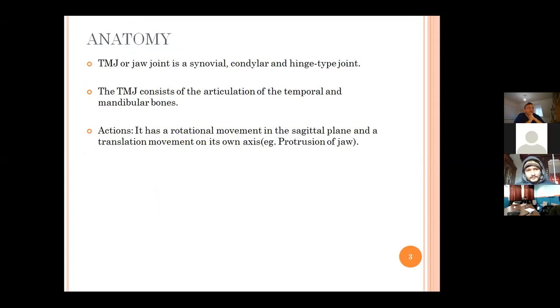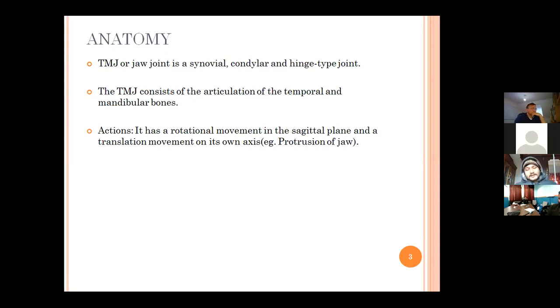So, talking about the anatomy of the TMJ, the joint is a synovial, condylar, and hinge type of joint. It consists of the articulation of the temporal and mandibular bones. There is the articulation between the condyle of the mandible and the mandibular fossa of the temporal bone. The TMJ has many life-sustaining functions.